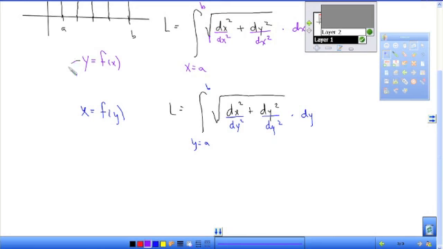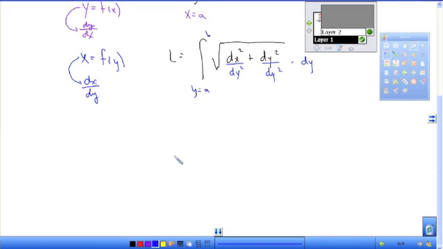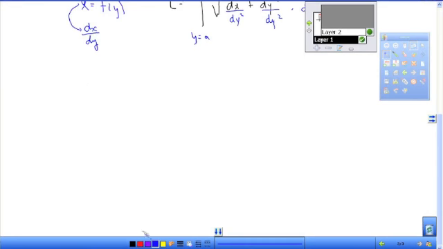And again, we kind of just look at how the function is described to us. Is it a function of x or is it a function of y? When I take the derivative, do I get dy over dx or do I get dx over dy? And those are the things you want to see in your length formula.